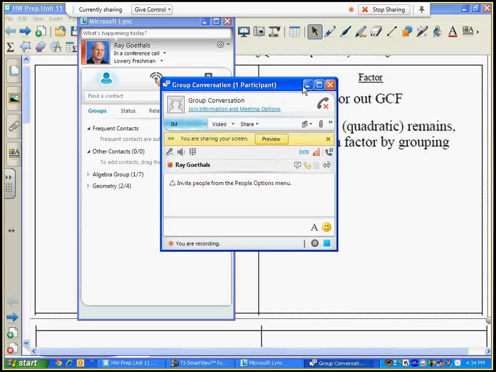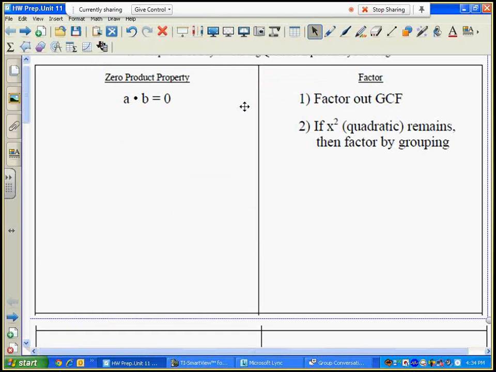Okay, Unit 11, Day 4, homework prep. I asked you guys to put zero product property up in the top left-hand corner. You'll notice I wrote A times B equals 0. Remember that a product deals with multiplication, and if it's a zero product, that means you're multiplying to get 0. So if you guys write down A times B equals 0 for me, please do.